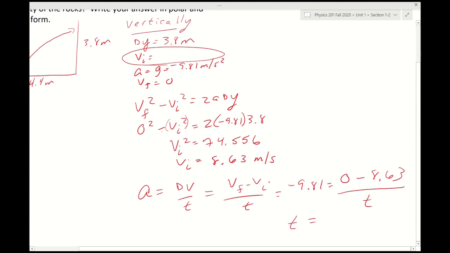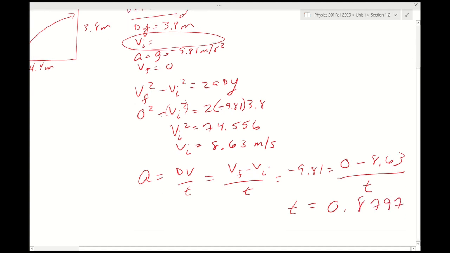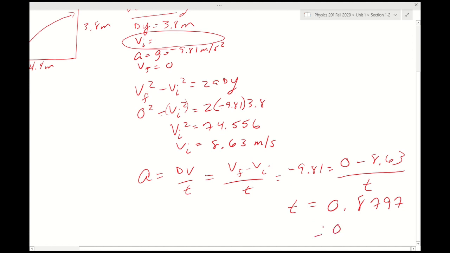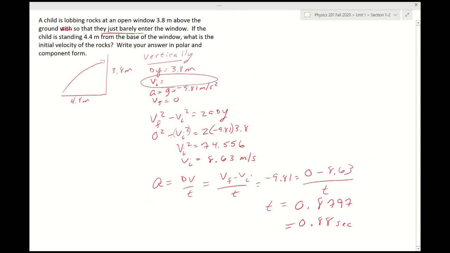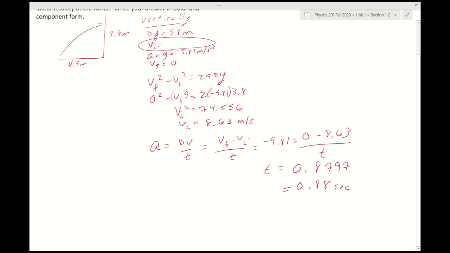So time is simply going to be 0.8797 seconds. And I'm only going to carry this to 0.88 seconds. That's all vertically. Now that time does carry over to the horizontal motion.